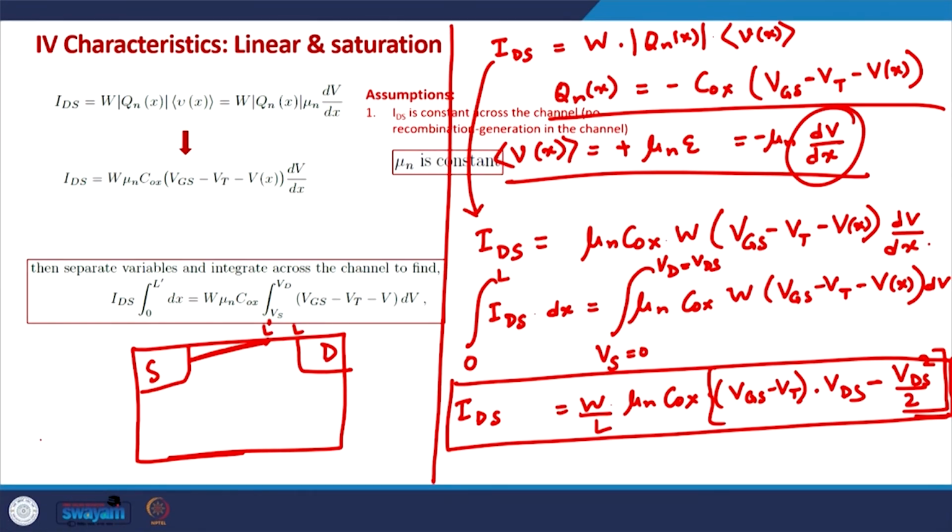Okay. So, in this case the voltage here is VGS minus VT, the drain voltage here is VGS minus VT.